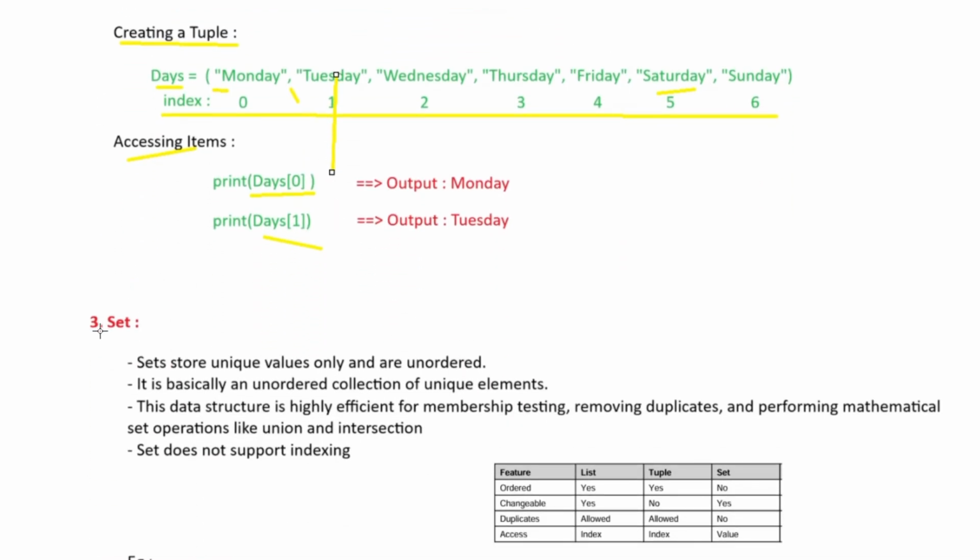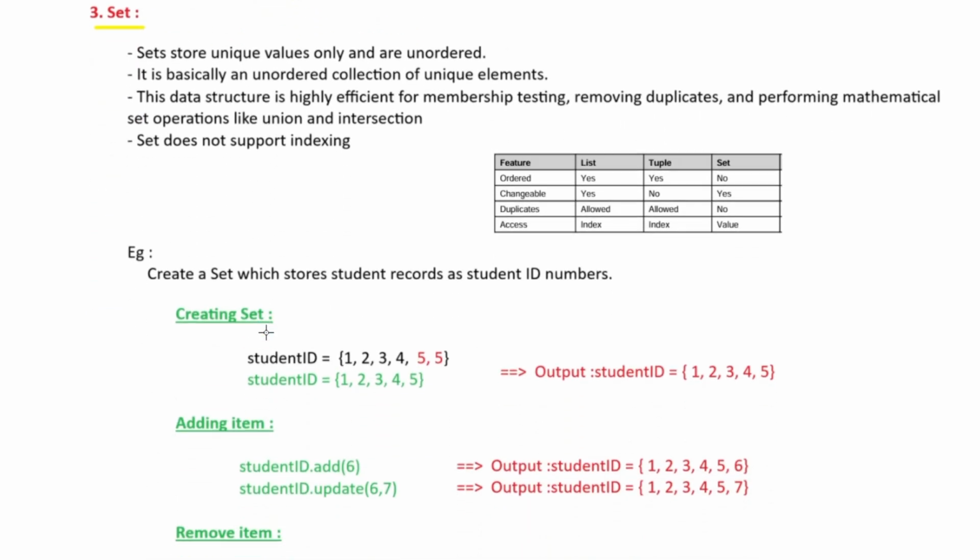What exactly is a set? To explain sets in Python, we can say a set is a collection of values stored together, just like a list, just like a tuple. But again, sets have their own special behavior. A set stores unique values only. This means no duplicate values are allowed in a set. If you try to add the same value again and again, Python will keep only one copy of it.